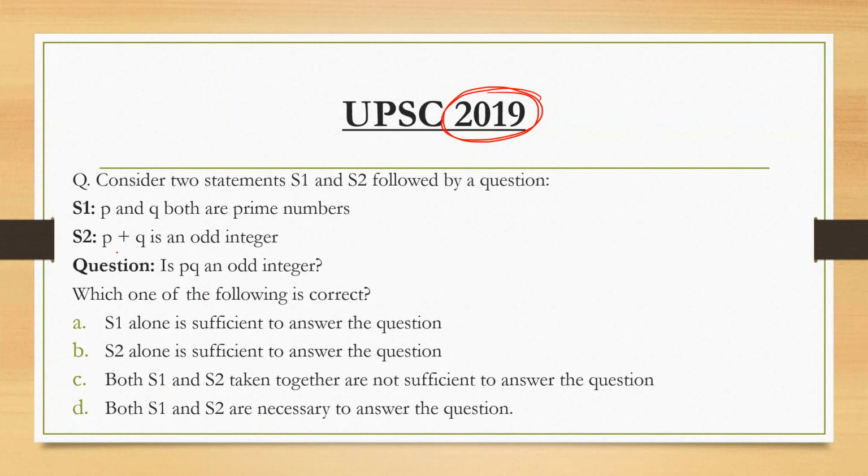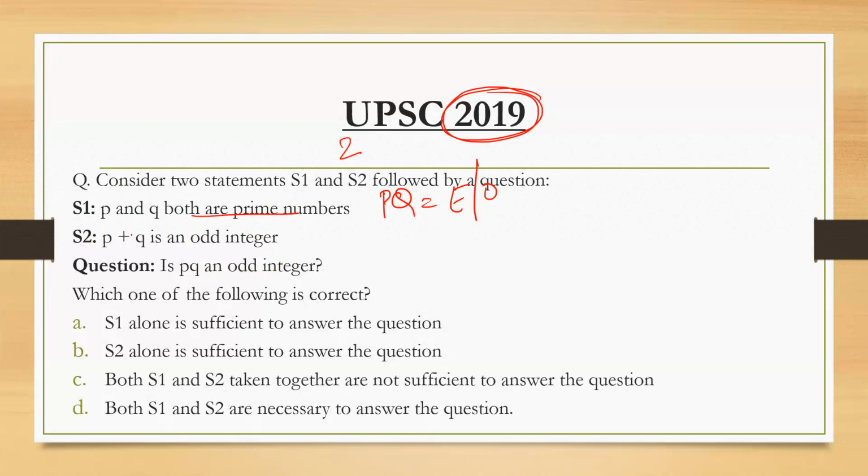All right. So see here, P and Q both are prime numbers. So what will be the nature of PQ? It can be either even or odd, depending upon whether I'm taking 2 as a prime number or not. If I take 2 as a prime number, 2 into something will be even. Otherwise, if I take any other prime number other than 2, it will be odd. So just based on statement 1 alone, I cannot answer this question, that is, is PQ an odd integer?